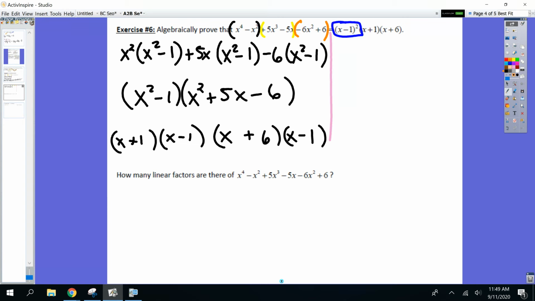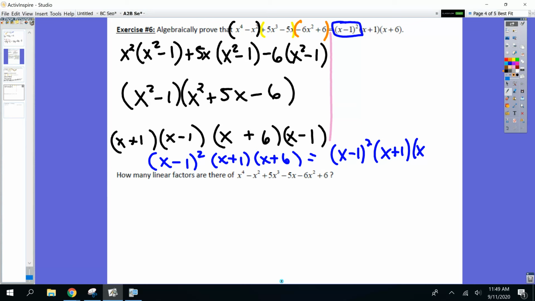So I can rewrite it as, there you go. That takes care of both those x minus 1s. And then I have x plus 1 and x plus 6. And look at that. We match, finally. We match. Be organized when you do these. And there you go. Good job.